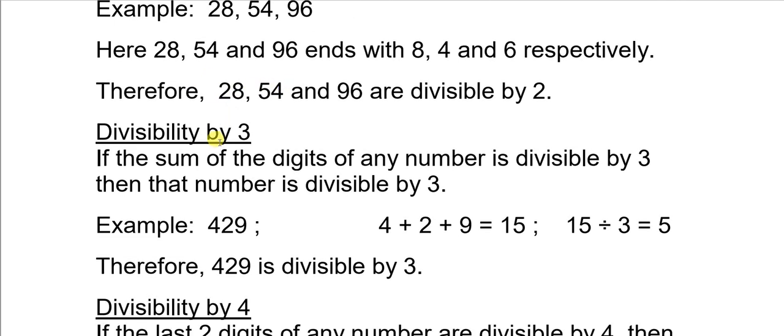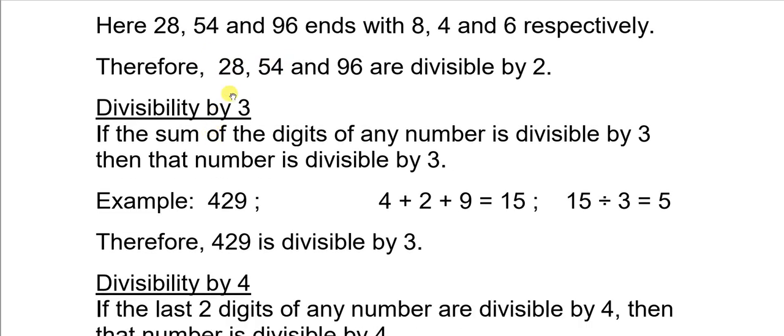Now divisibility by 3. What is the divisibility by 3 rule? If the sum of the digits of any number is divisible by 3, then that number is divisible by 3. Means the sum of the digits should be divisible by 3. For example, in 429, do the sum of the digits. 4 plus 2 plus 9 will be what? 15. Now check whether 15 is divisible by 3 or not.